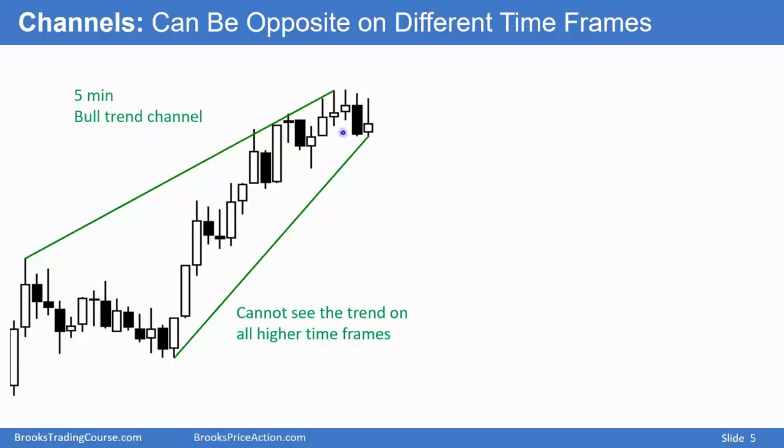Who knows what is going on other time frames? This is the chart that I'm trading. And on some other time frame, a higher time frame, a 60-minute chart, a daily chart, a weekly chart, there's probably an opposite trend. So a bull trend on the 5-minute chart could be a bear flag on a 60-minute chart or a daily chart.